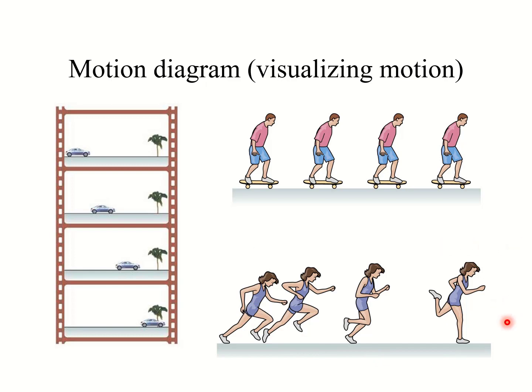And you can capture all of this in what we call a motion diagram, which is just a series of images of that object, evenly spaced in time, overlaid on one image.